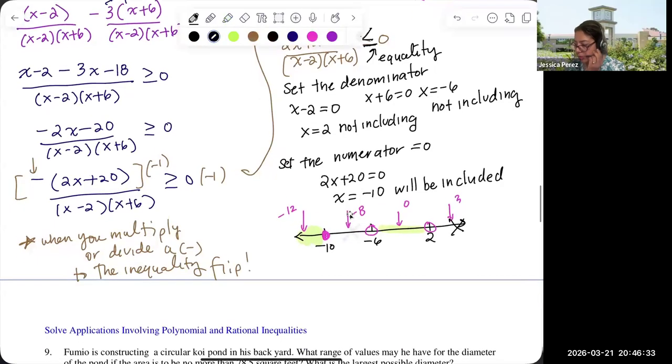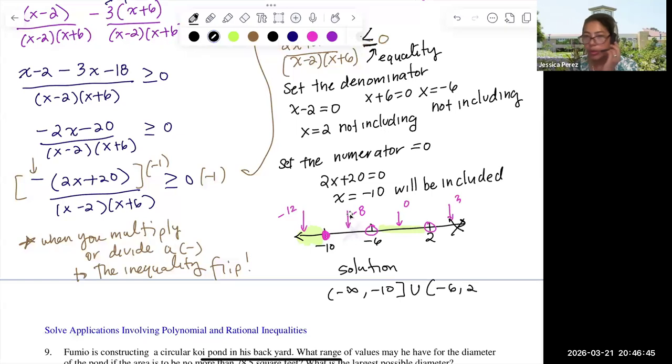So my solution, once you check your work, is -infinity up to -10, inclusive of -10, union, parentheses, -6 to 2, parentheses. Remember that the ones that have parentheses mean that the boundary points are not included, whereas if I have a bracket, that means that it will be included.